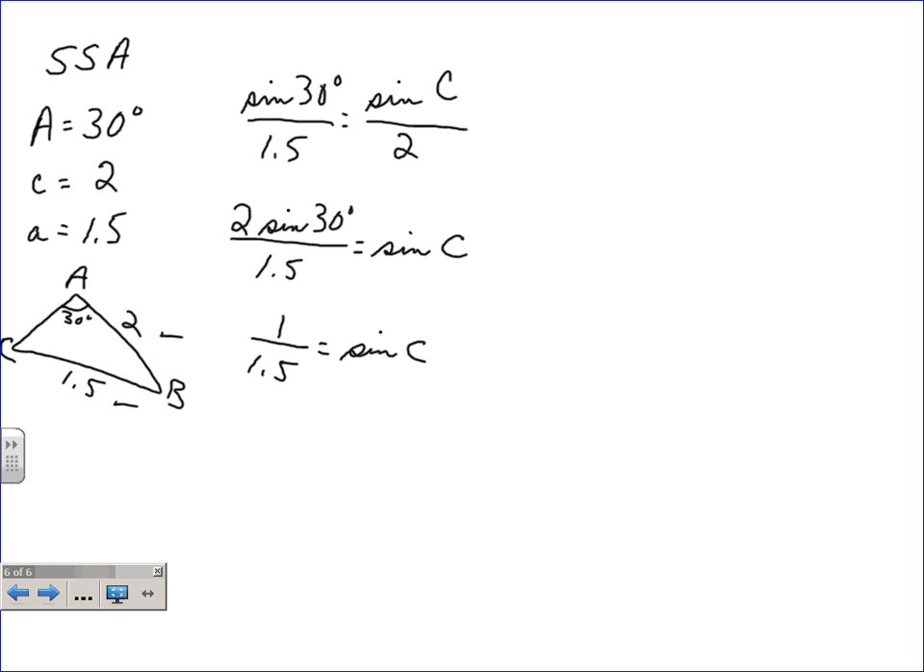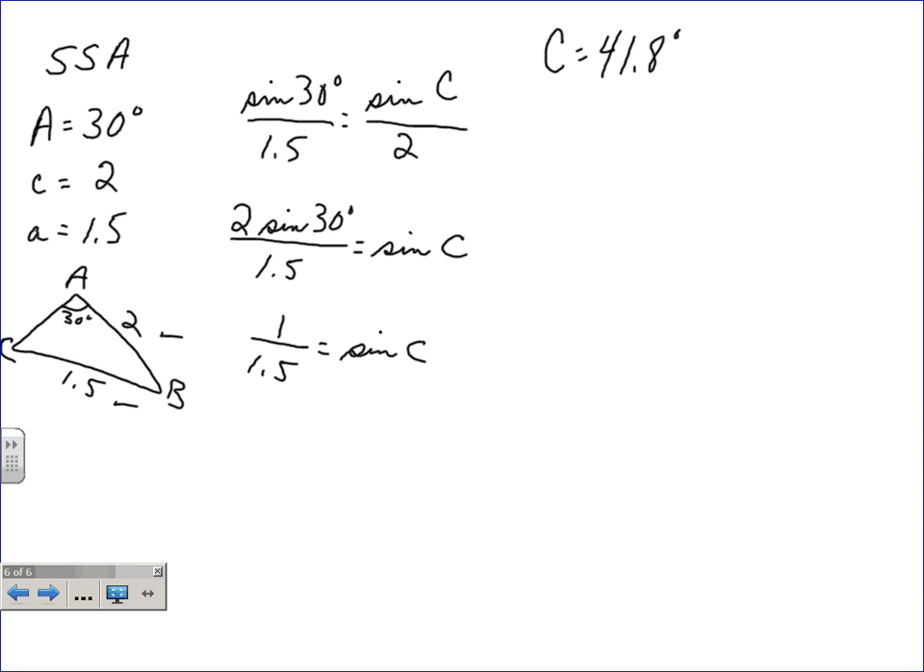So if you look at this problem that I've just done, should your calculator be in degrees or radians? Degrees. All right. So you want to check real quick to make sure that your calculator is in degrees. It is. All right. And then we want to hit second sine, because we want to find the inverse of 1 divided by 1.5. And we find that it's 41.8 degrees. So angle C could be 41.8 degrees.